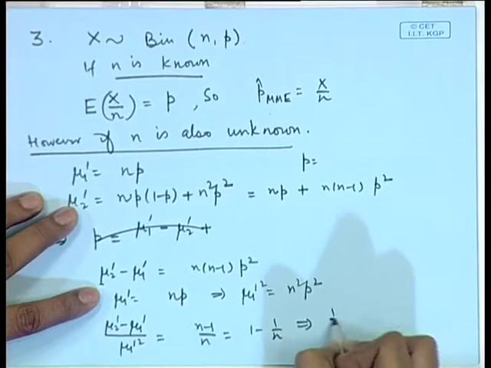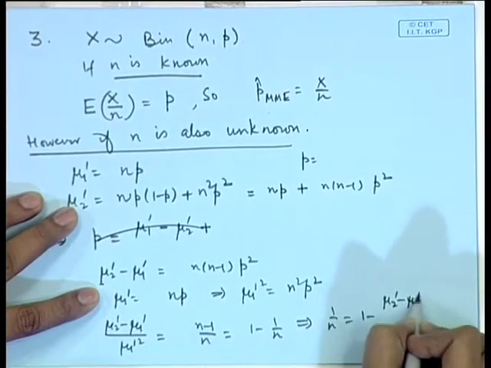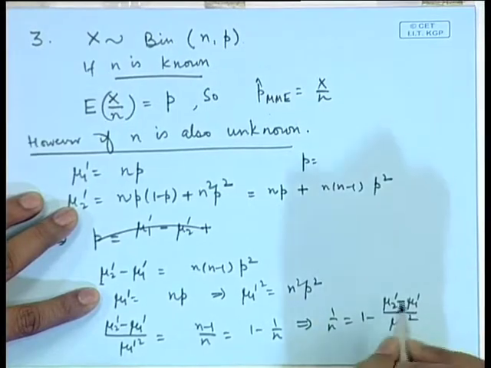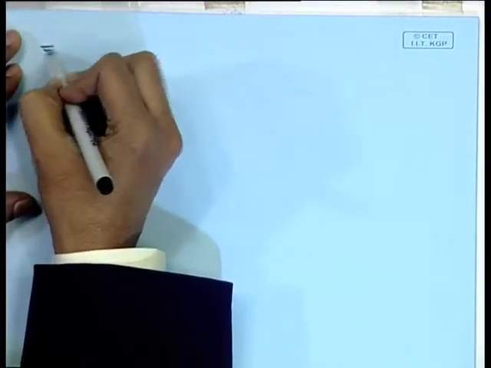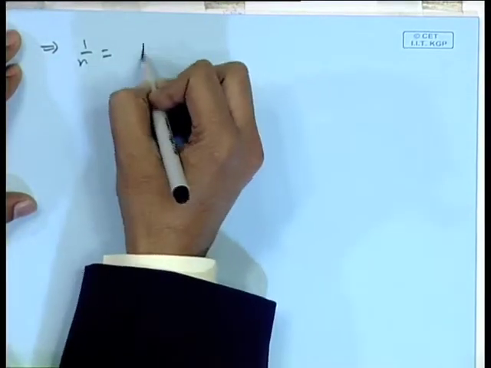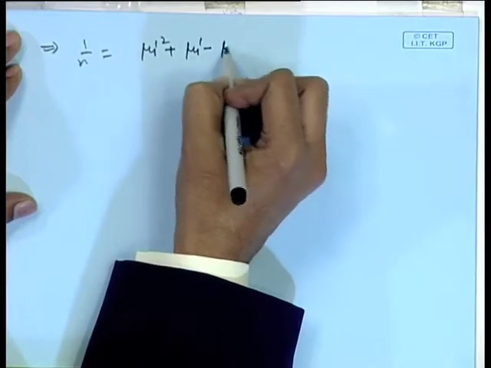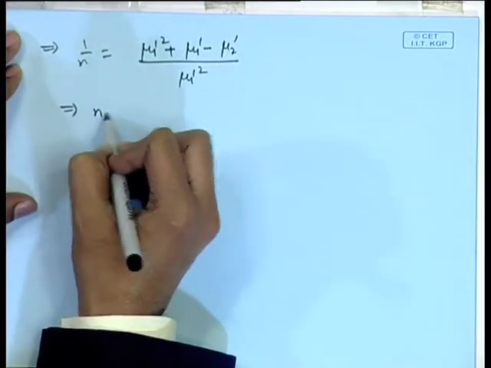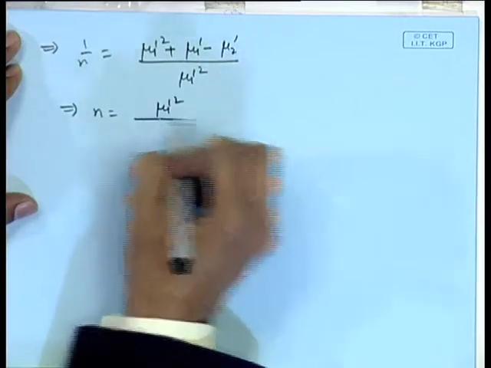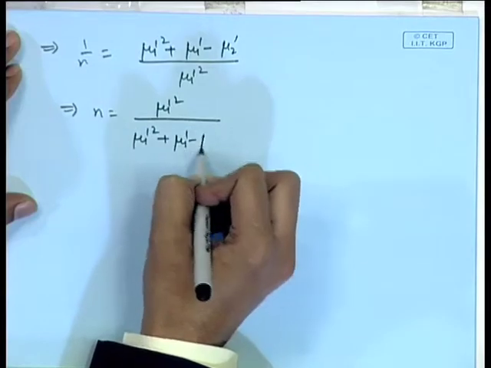This implies 1 by n is equal to 1 minus mu 2 prime minus mu 1 prime divided by mu 1 prime square. This we can write as 1 by n is equal to mu 1 prime square plus mu 1 prime minus mu 2 prime by mu 1 prime square. So, n is equal to mu 1 prime square by mu 1 prime square plus mu 1 prime minus mu 2 prime.